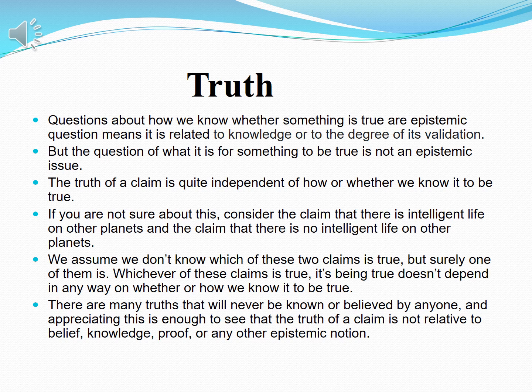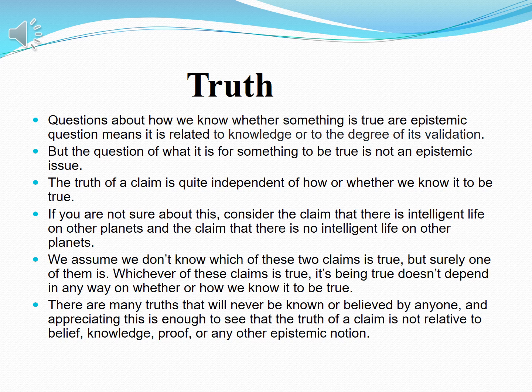So if you are saying something to me, and I have knowledge, I can say whether it is true or not true. I can validate it or I cannot validate it. So basically, it depends on what kind of knowledge we have. But the question of what it is for something to be true is not an epistemic issue. The truth of a claim is quite independent of how or whether we know it to be true.